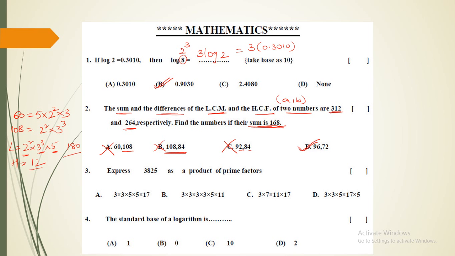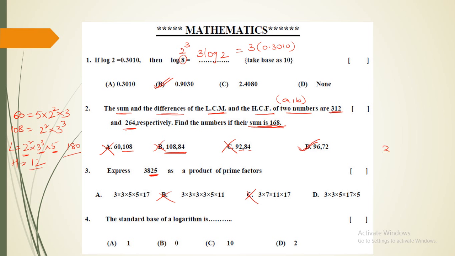Next, express 3825 as a product of prime factors. Clearly we are having 25 as the last two digits. That means you will surely get two fives. So this can't be the answer, and this can't be the answer.